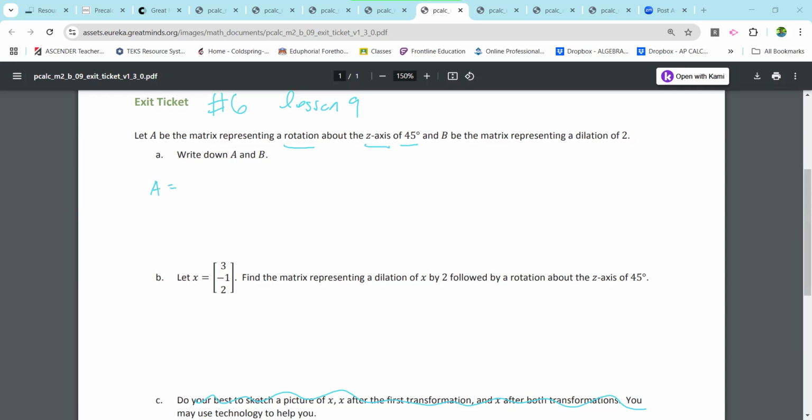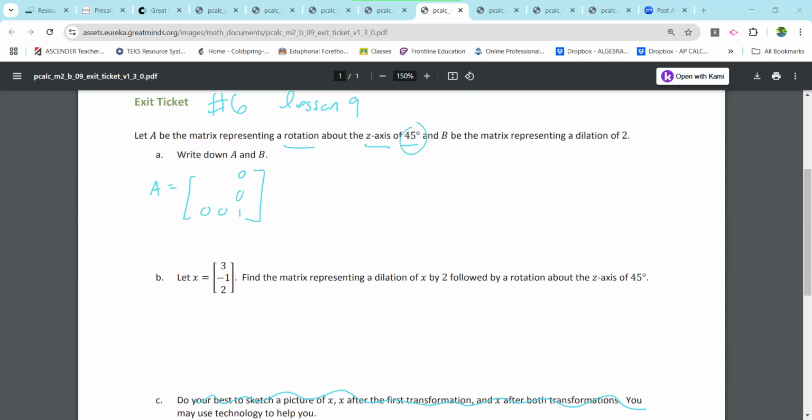Again, this is a rotation about the z-axis. What's that tell me? Good. The z-axis doesn't move, and that's the third row. And if I know the third row is not moving, I know the third column's also not moving. It's going to stay the same. All right, then it's 45 degrees.